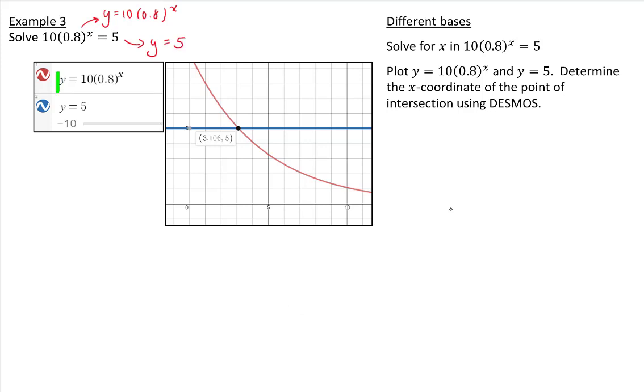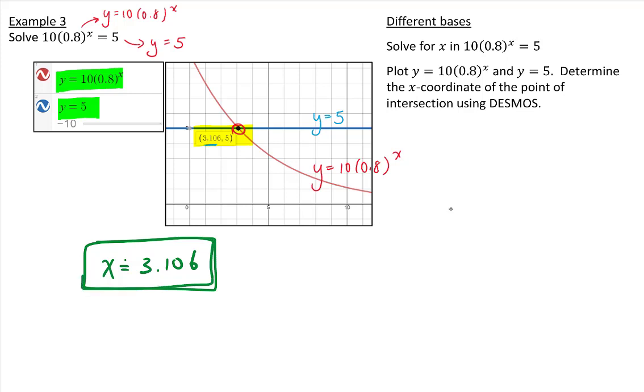Notice I have them here in Desmos as two different equations. So on my graph, here's the line y equals 5. On this graph, here's the line y equals 10 times 0.8 to the exponent x. Then looking for that point of intersection, which is right here, we now see what x value works. So we take the x component here, the 3.106, and that's our answer. x is equal to approximately 3.106. So that x value makes that equation true.